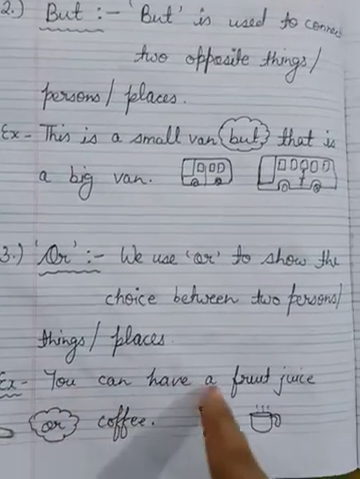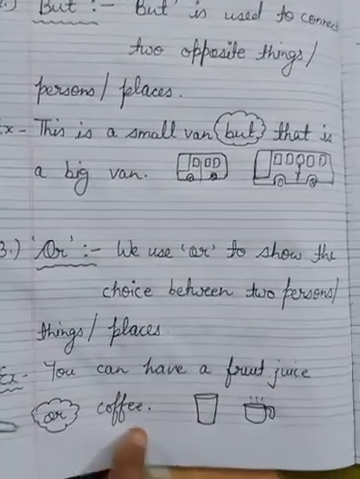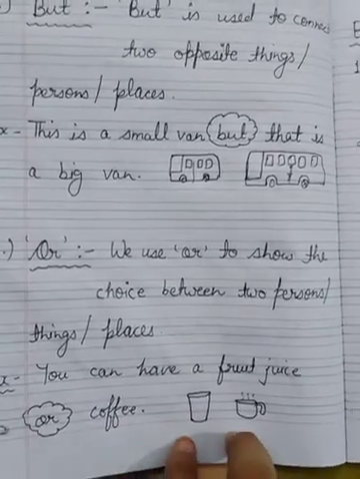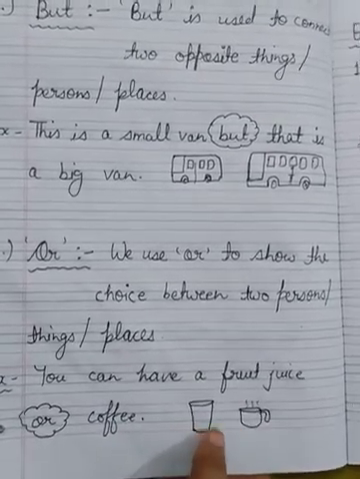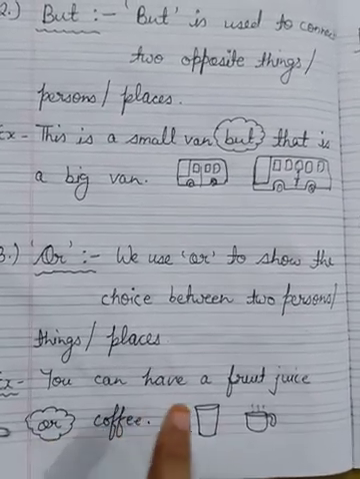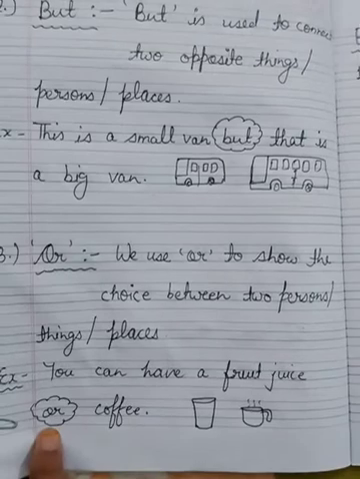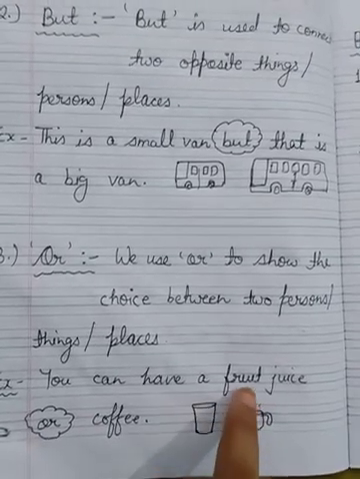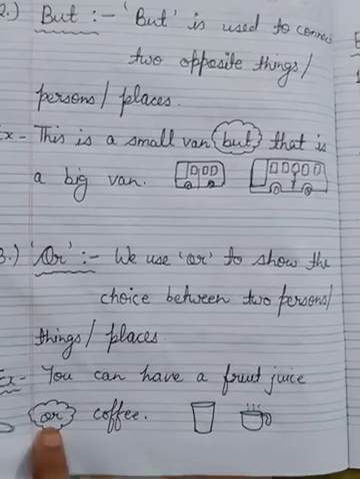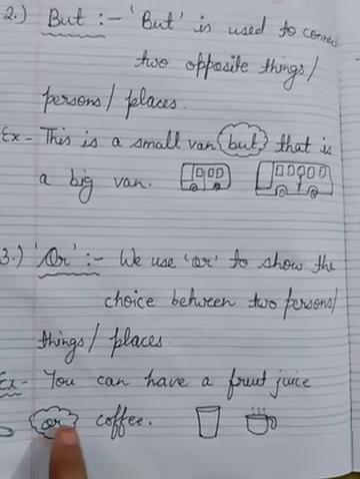Example, you can have fruit juice or coffee. So there is a choice between coffee and fruit juice, so we will join the words with the help of or. So here, fruit juice and coffee, in the middle of these two, we will write or, not and or not but.